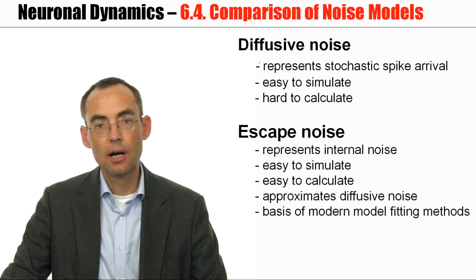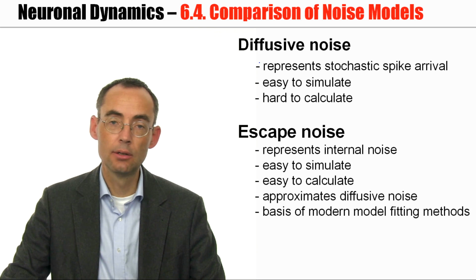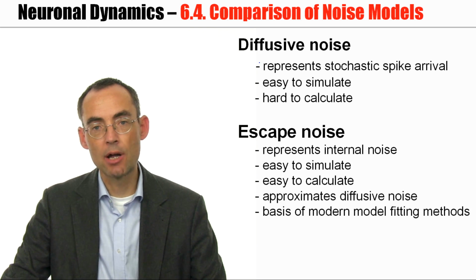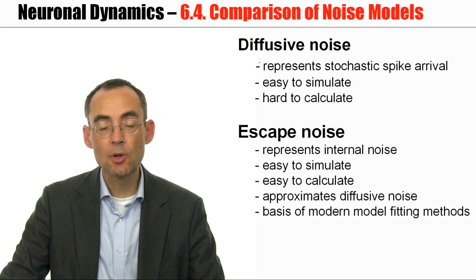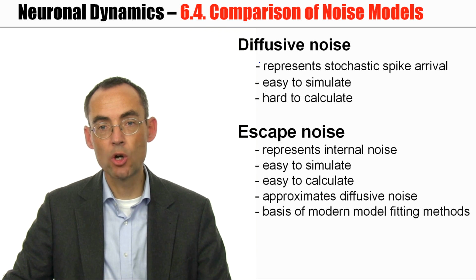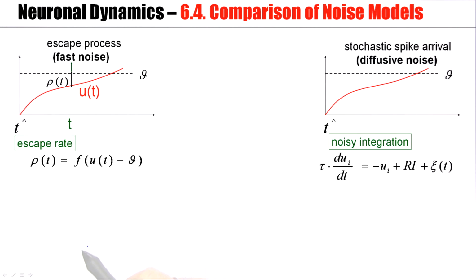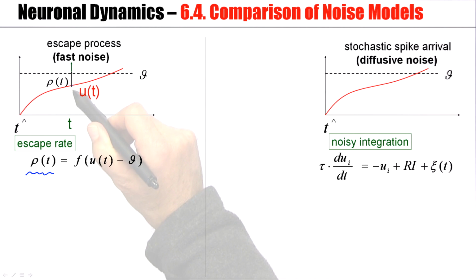Last week, I talked about a noise model that represents stochastic spike arrival. This week, so far, I talked about an escape noise model. So what's the relation between those two noise models? In the first lectures of this week, we mainly looked at the escape rate, which describes the instantaneous rate that the neuron may fire despite the fact that the deterministic trajectory has not yet reached the threshold.